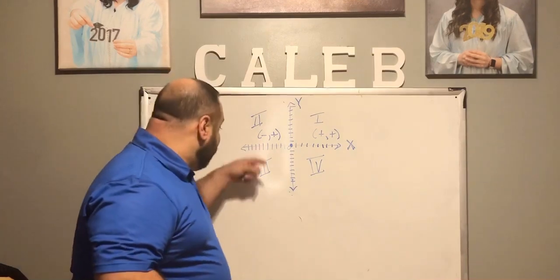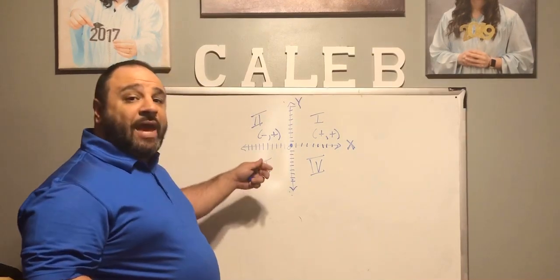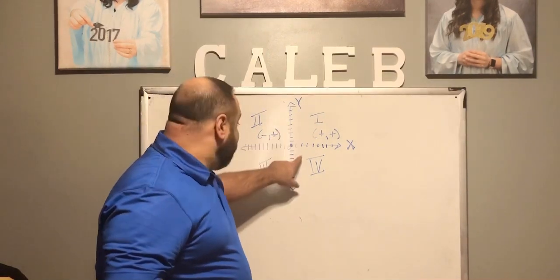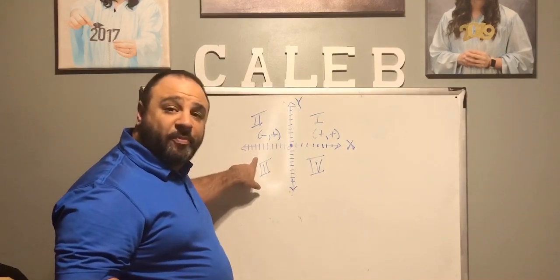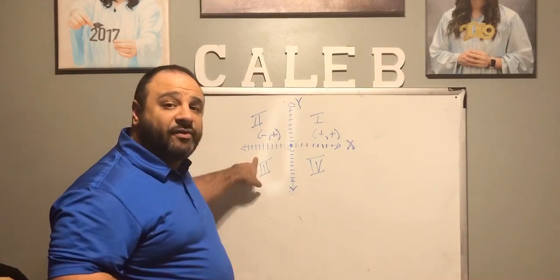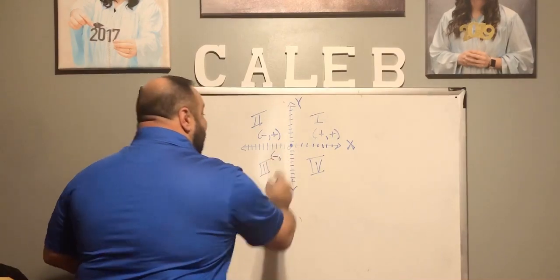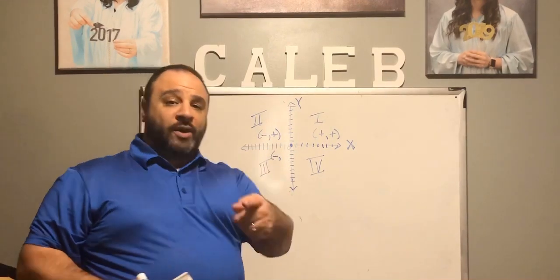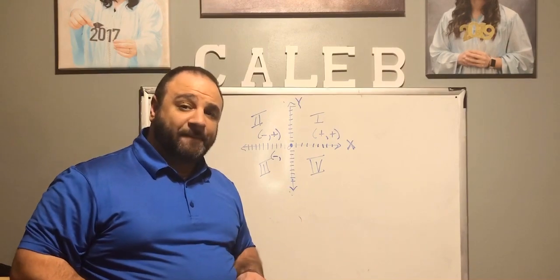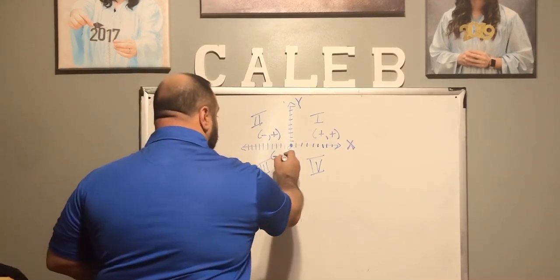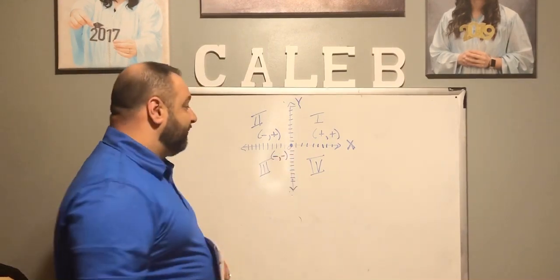Now, moving to the third quadrant. It's to the left of 0, which would be positive or negative? Good. It would be negative. And since it's below 0, what would it be, positive or negative? It would be negative. Very good.